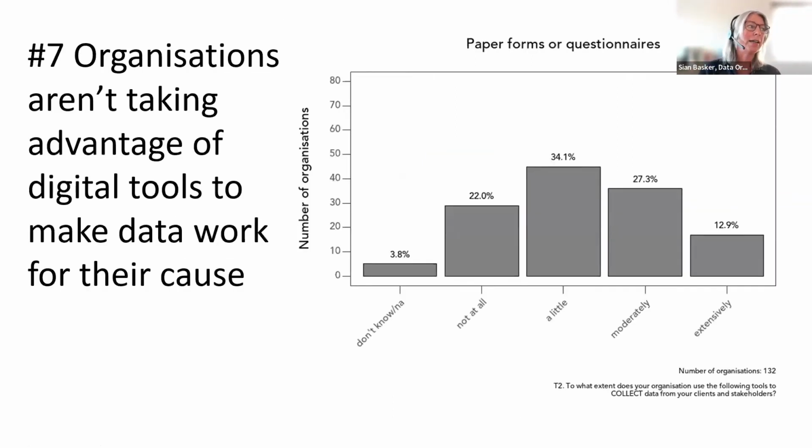So finally, insight number 7, organisations aren't taking advantage of digital tools to make data work for their cause. We found 40% are still collecting data on paper, either moderately or extensively. And to be fair, there's often good reason for that. I would say it's notable that this figure is 14% lower than it was last year. And I don't doubt that the pandemic and the rapid digitization of services may well have had an influence on that.